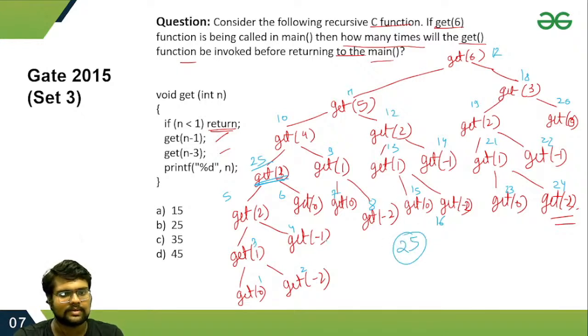Okay. So 1, 2, 3, 4, 5, 6, 7, 8, 9, 10, 11, 12, 13, 14, 15, 16, 17, 18, 19, 20, 21, 22, 23, 24, 25. Yeah. So the correct answer will be 25. So the answer to this question will be 25. Okay.